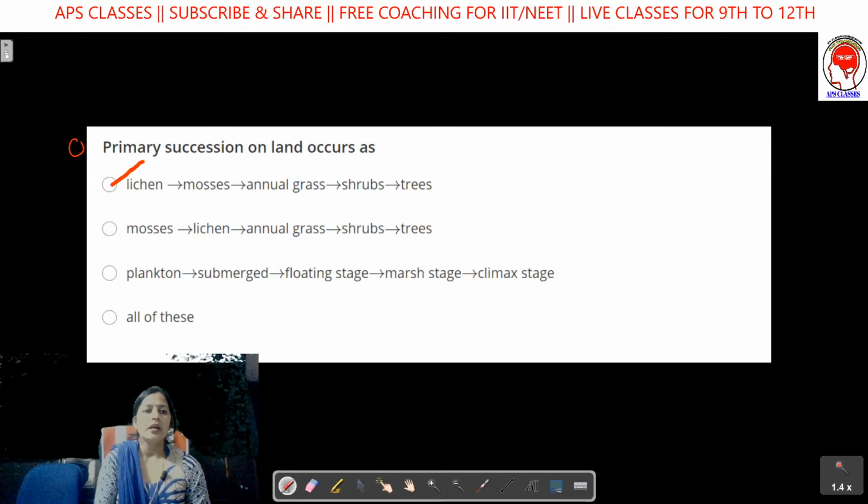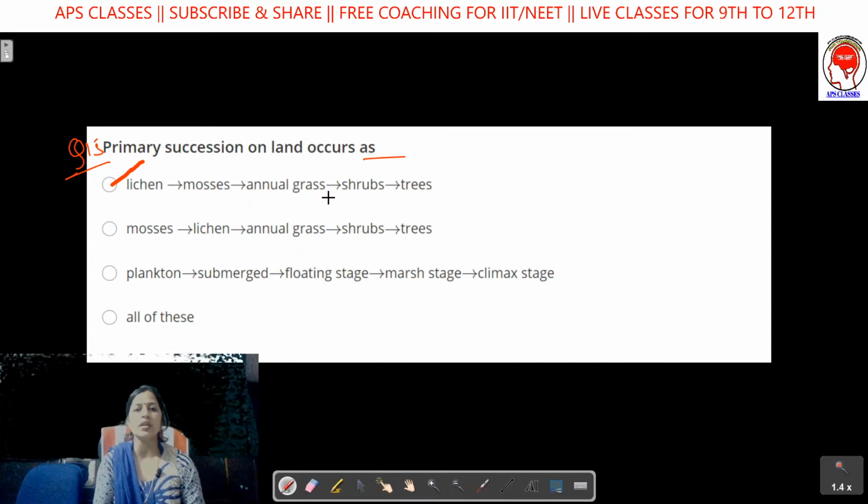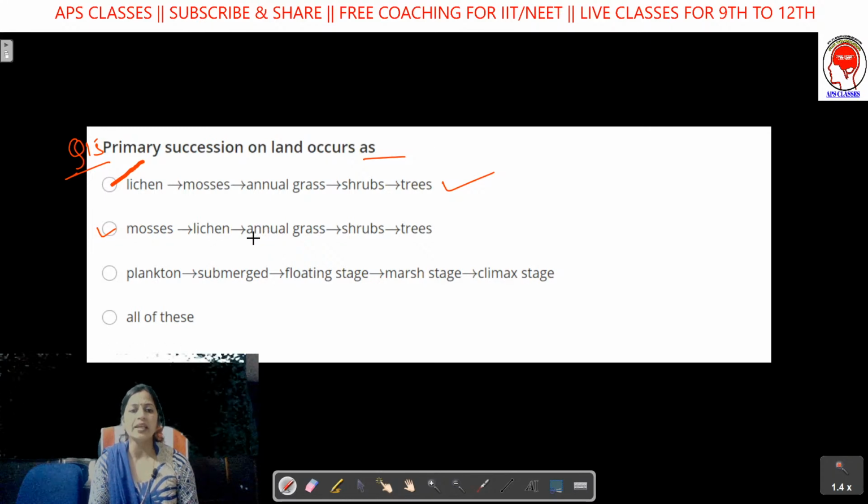And it is our last important objective question regarding your rapid revision for NIIT 2021. That is our question number 15. Primary succession on land occurs as: lichens give rise to mosses, mosses give rise to annual grass, annual grass give rise to shrubs, and shrubs give rise to trees. Second, mosses give rise to lichens, lichens give rise to annual grass, annual grass give rise to shrubs, and shrubs give rise to trees.